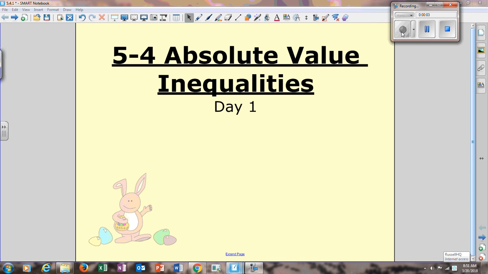Alright guys, today is 5-4 Absolute Value Inequalities, Day 1. I hope your quiz on 5-1 through 5-3 went well. Now, there's only 5 sections in this chapter, so you know a chapter test is coming up here. So start getting your notes together.